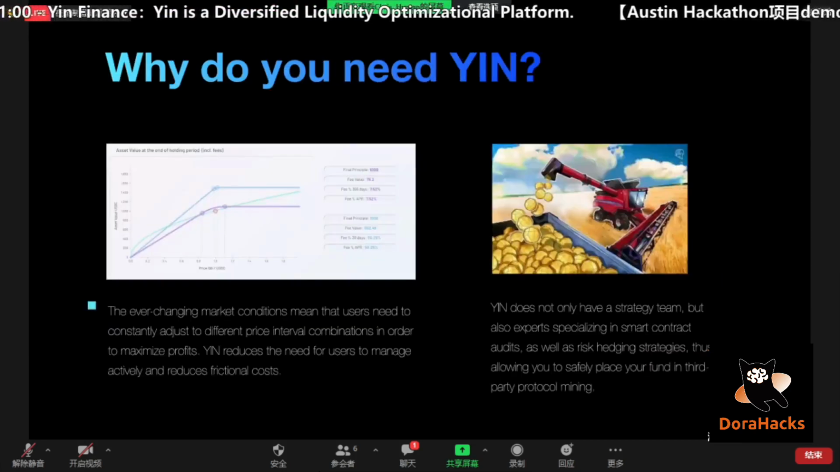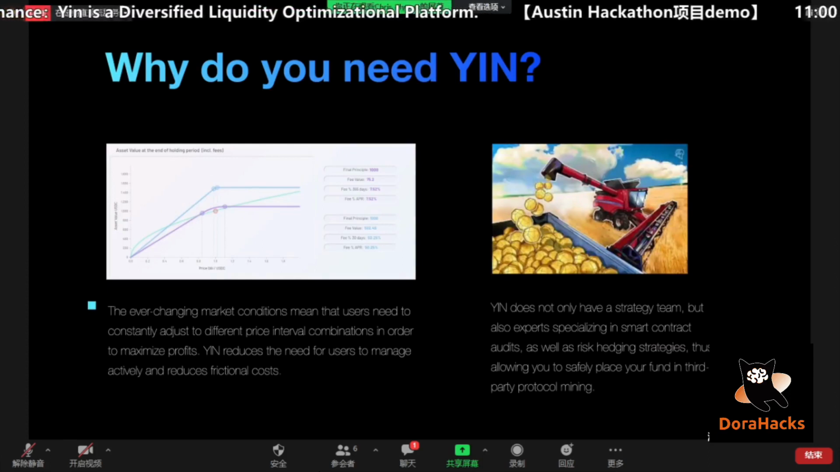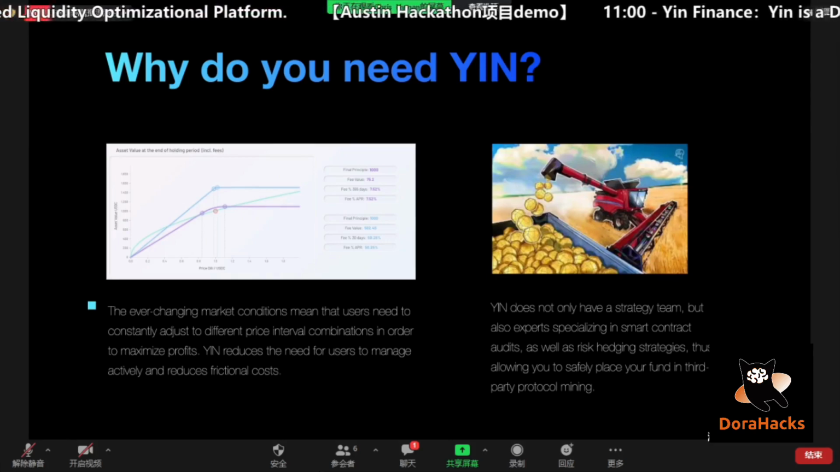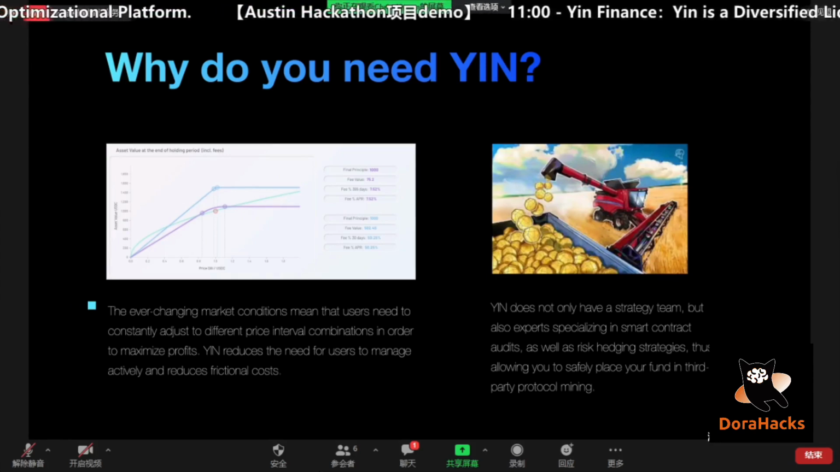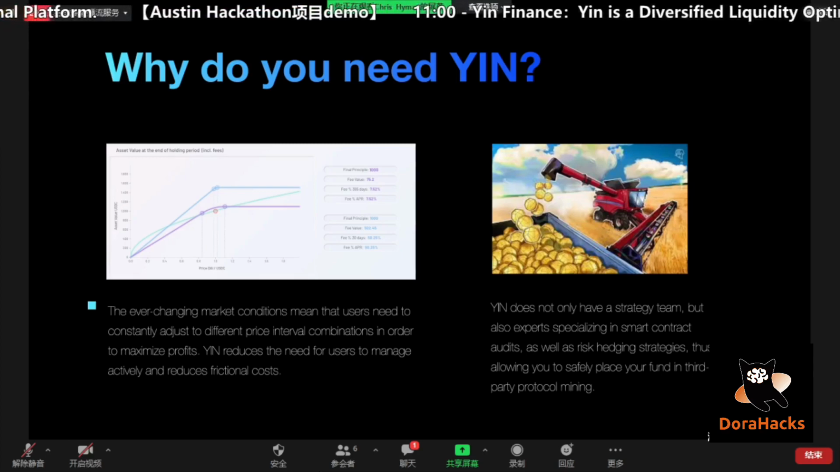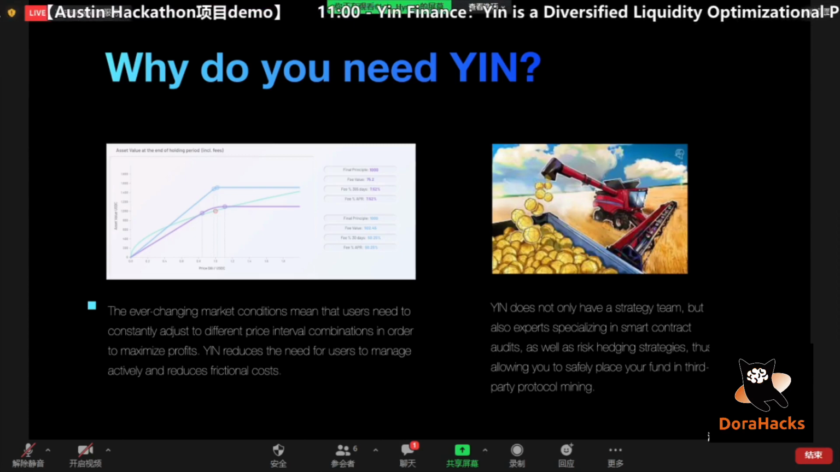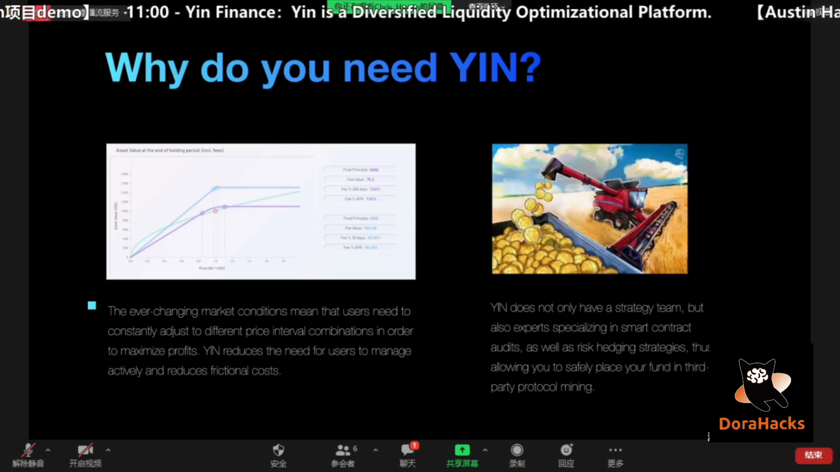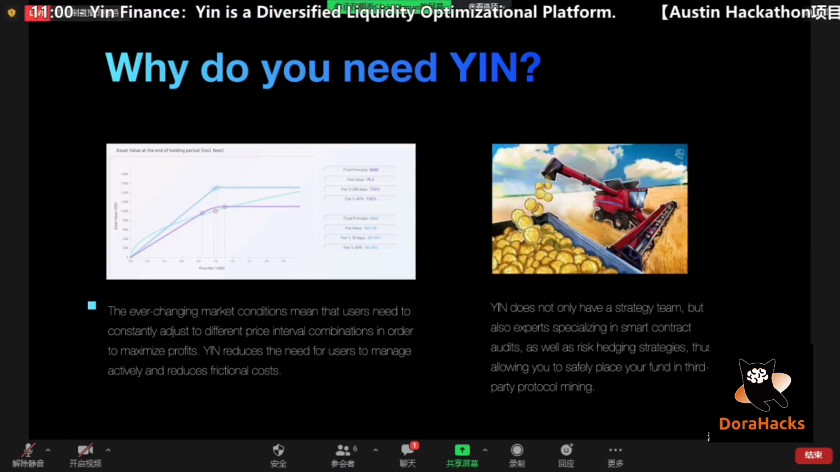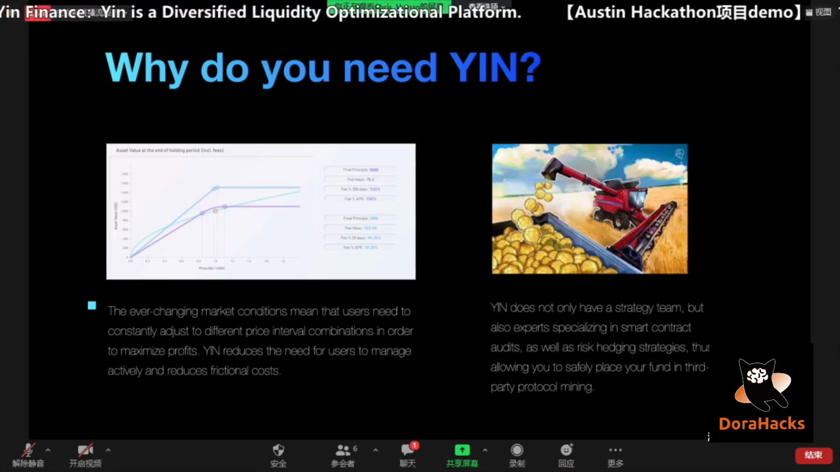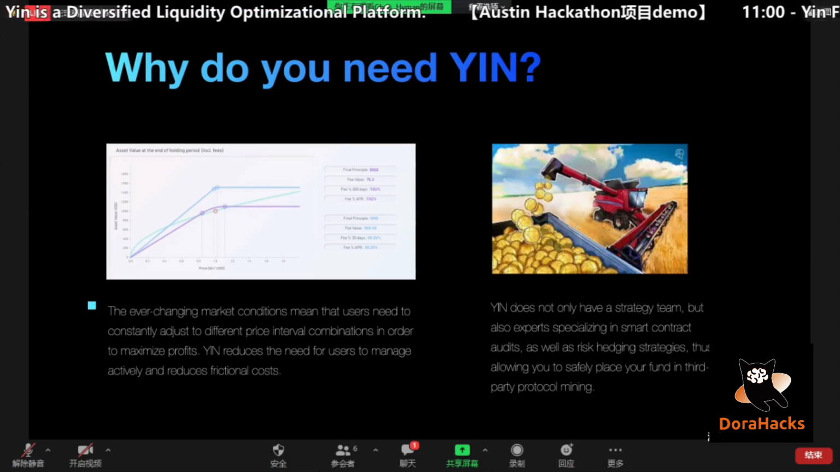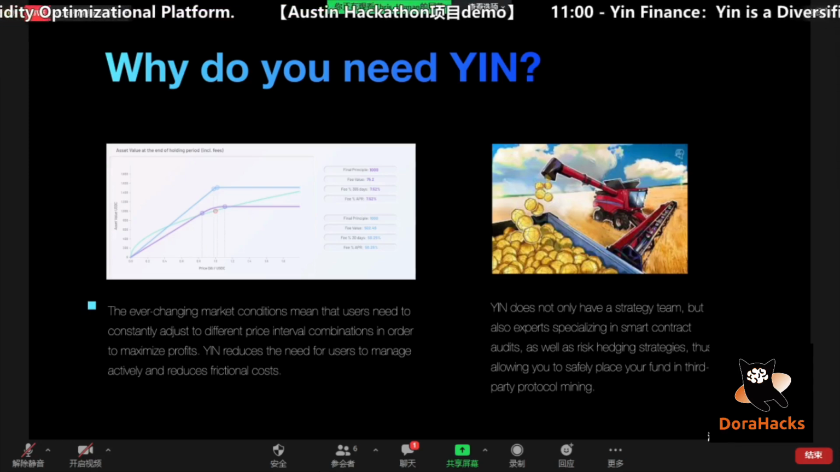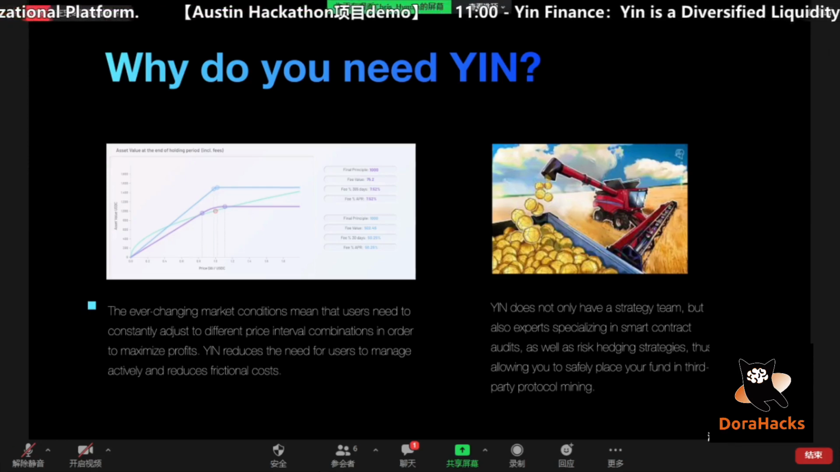And why do you need Yin? The ever-changing market conditions mean that users need to constantly adjust to different price interval combinations in order to maximize profits. Yin reduces the need for users to manage actively and reduces transaction costs. Yin does not only have a strategy team, that's important, but we also expect to specialize in smart contract audit, as well as risk hedging strategies. Those allow you to safely place your funds in third-party protocol mining.